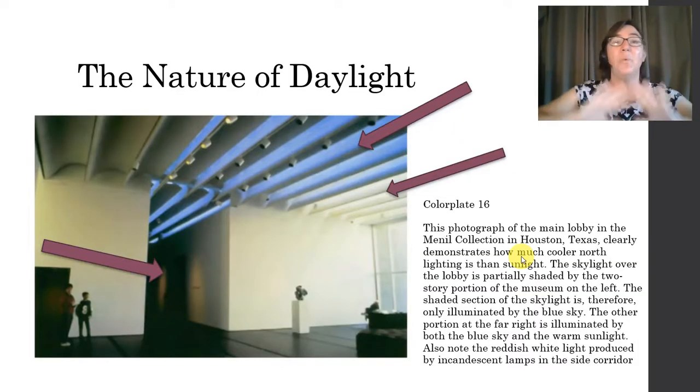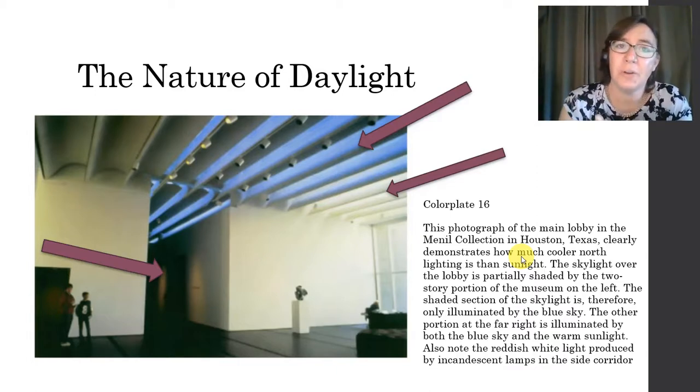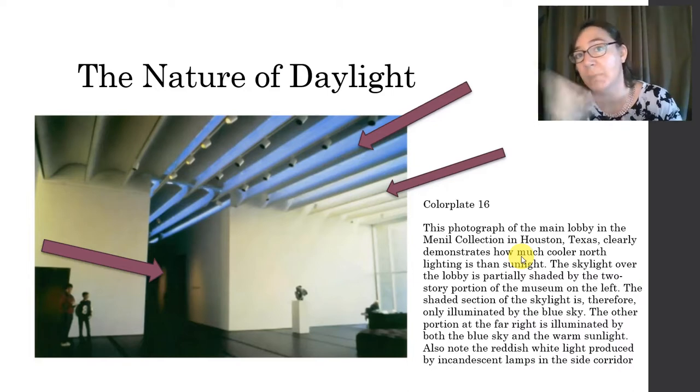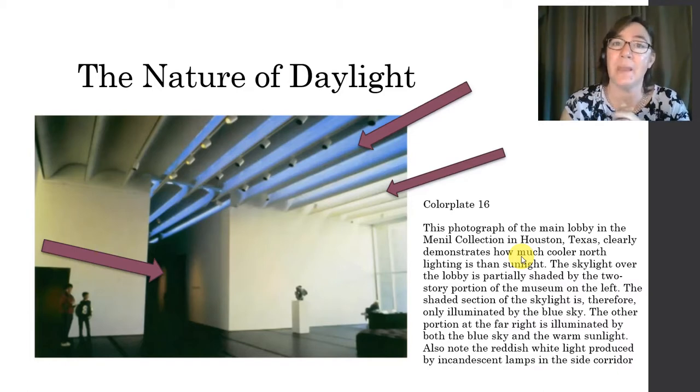And let's finish up with one final illustration of the nature of daylight before we move off of this particular topic. Here we see in color plate 16 of your textbook, remember that the color plates are the section right in the middle of the book, a photograph of a lobby of a museum in Texas, and it's demonstrating the different qualities of daylight.